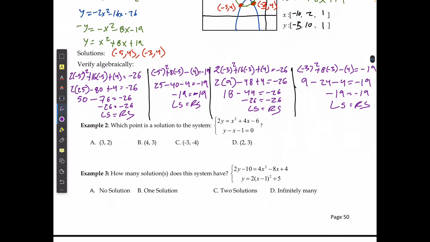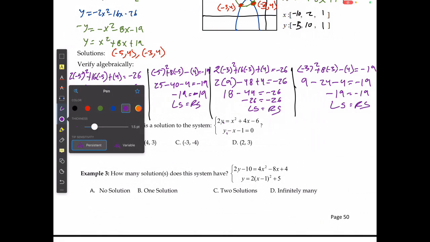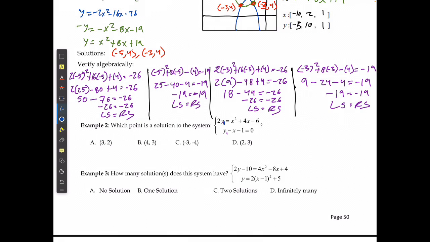For example 2, when it says which point is a solution to this system, the first thing I'm going to do is isolate these. I'm going to say this can be my equation 1, this can be my equation 2. So for the first one, I'm going to have to divide everything by 2 and say that y is going to equal 1 over 2 x squared plus 2x minus 3. And my second equation, y2, is going to equal x plus 1.